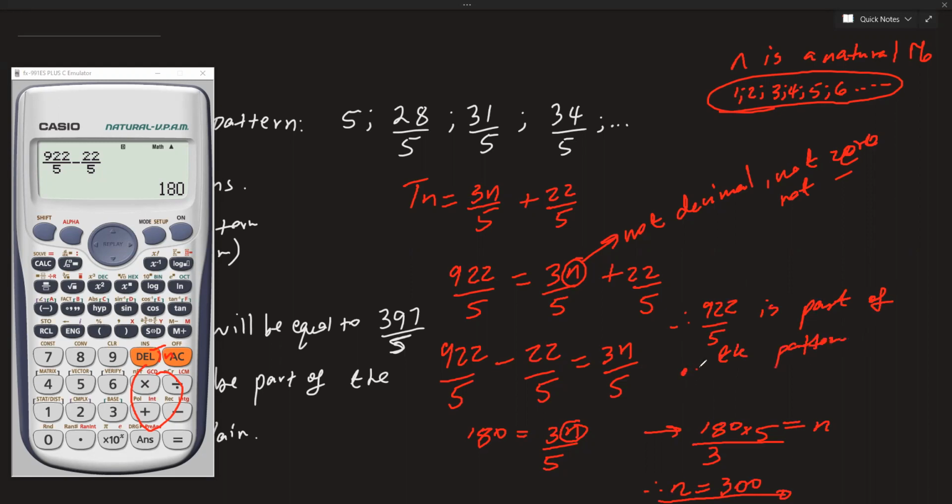Why? Because n equals 300, an element of the natural numbers. Natural numbers is just elements of N, natural numbers. They usually show 2 lines there like that. And then that should be it for this question. So here, if you got a decimal number, you're going to say, therefore, this is not part of the pattern. Why? Because we're getting a decimal number, not a natural number.